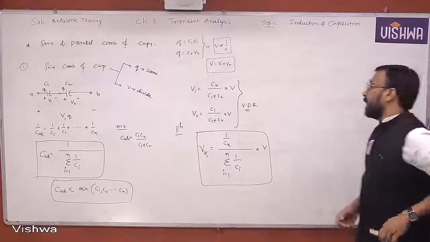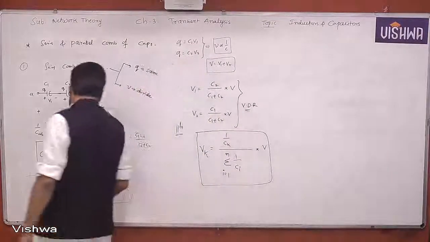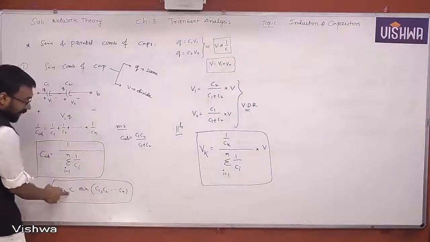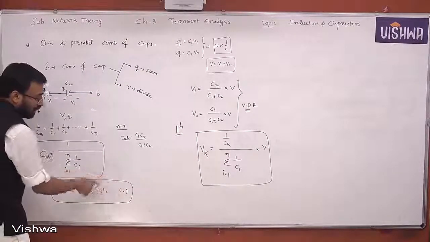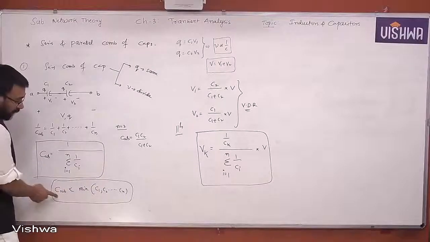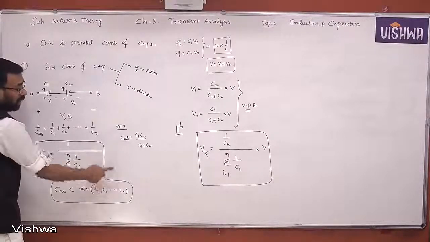So what will happen when the capacitors are connected in series? Will the effective capacitance decrease or increase? It is less than even the lowest value of all these capacitors. The effective capacitance is less than even the lowest value of all these capacitors.